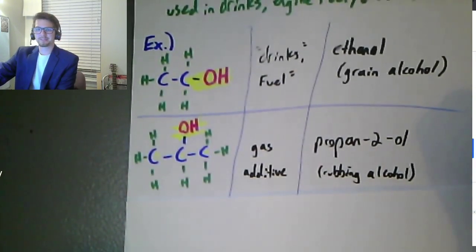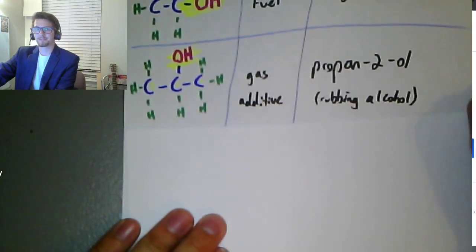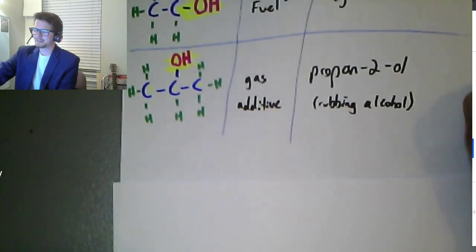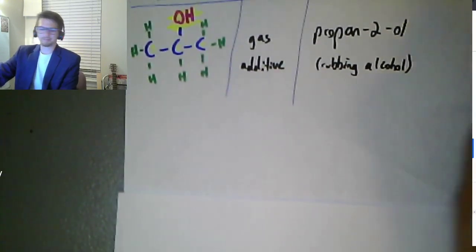So next time you get a cut on your knee or something and you need some alcohol for it, say, "Hey mom, can I get the propan-2-ol?" And she'll be like, "What?" You'll be like, "My chemistry teacher told me to say that." And she won't think it's funny, but I'll think it's funny.